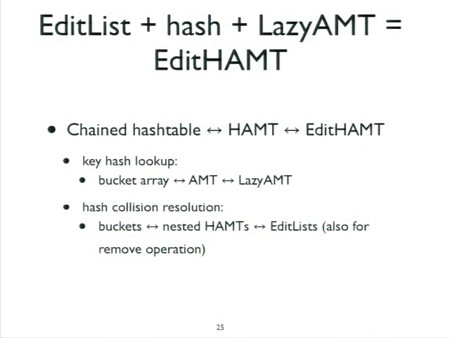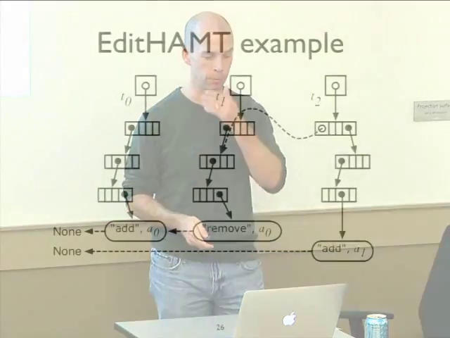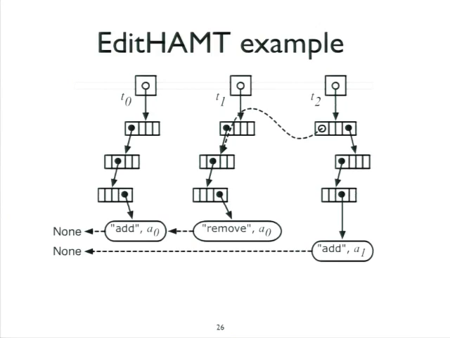Okay, so an EditHAMT is an edit list plus a hash plus a lazy AMT. So the chained hash table is the EditHAMT. The hash key lookup is the lazy AMT, and the hash collision resolution, instead of being nested HAMTs, is going to be edit lists. And it turns out the edit lists are also going to be useful for a remove operation. Okay, so here's an example where we start with an expositor trace.